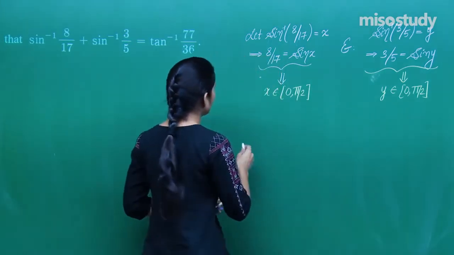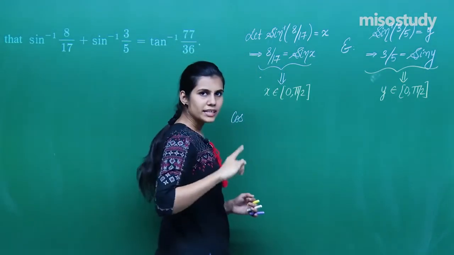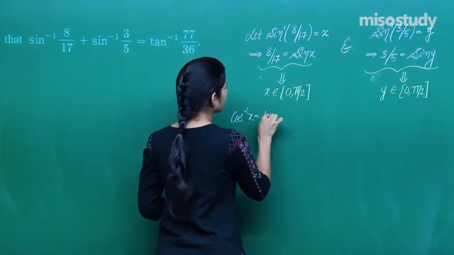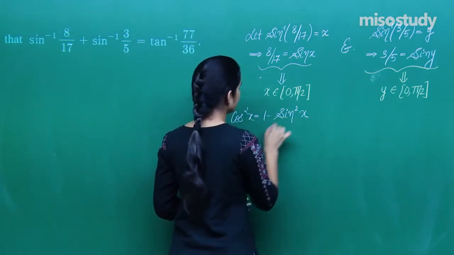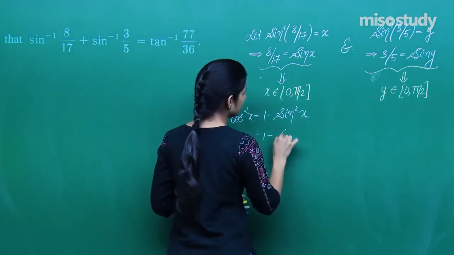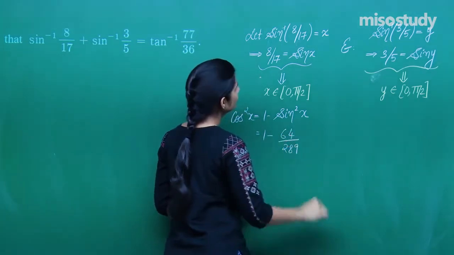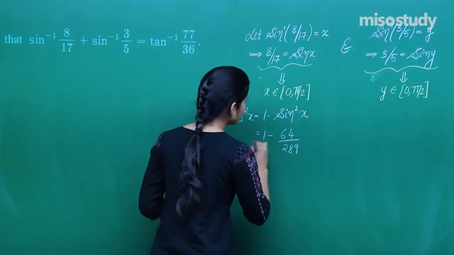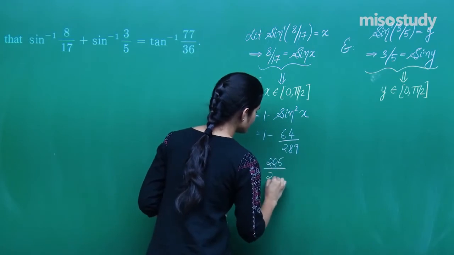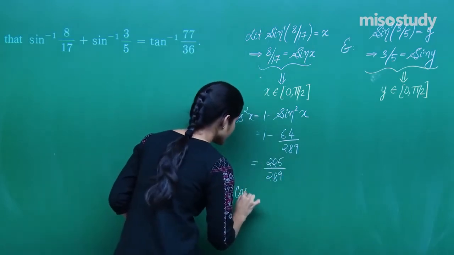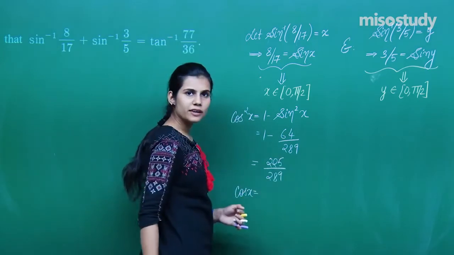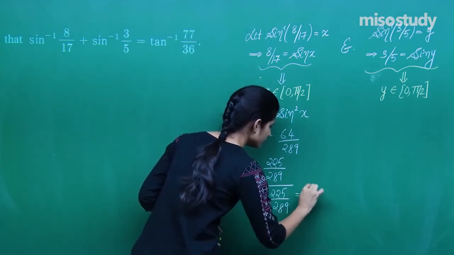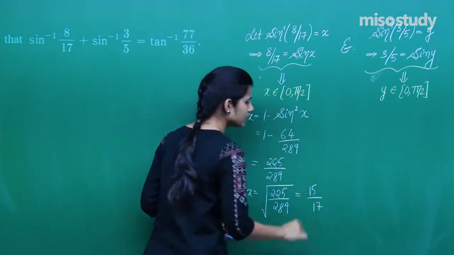Fine. Now as I was saying, sin square x plus cos square x is 1, so 1 minus sin square x is cos square x. This is 1 minus 64 upon 289. 8 square is 64, 17 square is 289. So you have 289 minus 64 is 225 upon 289. So cos x is the square root of 225 upon 289, which is 15 by 17 with a plus and minus sign.